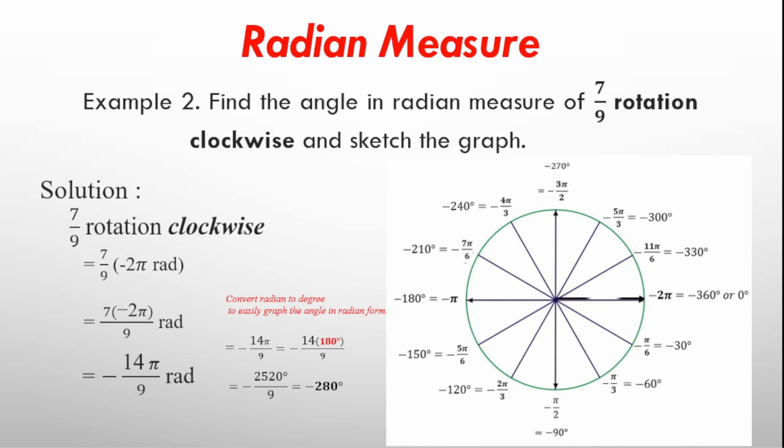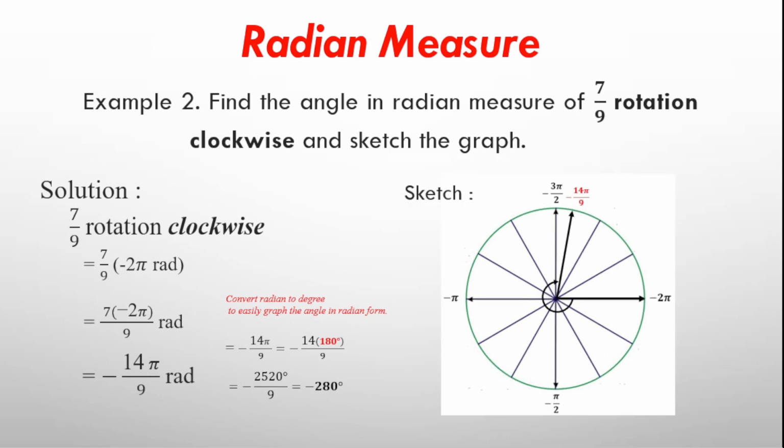So first, we are going to locate now the negative 280 degrees. So approximately this is now the terminal side where it stops, and this is negative 14 pi over 9. So this is now the graph of the 7/9 rotation clockwise in radian measure.